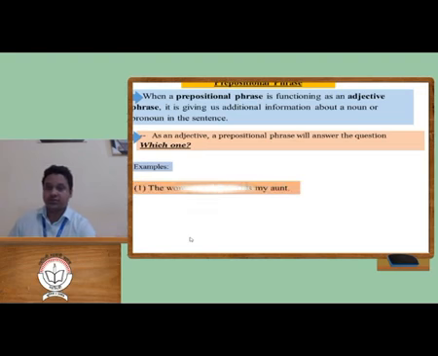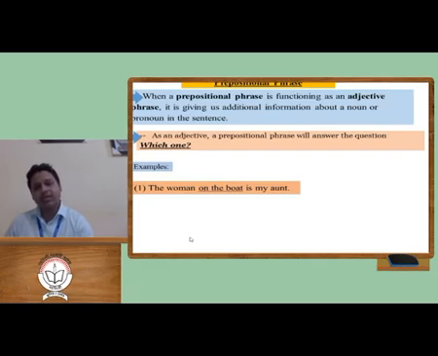Examples. The woman on the boat is my aunt. Which woman? The woman on the boat. That's why on the boat is a prepositional phrase but acts as an adjective phrase here. There is a relationship between woman and the boat.